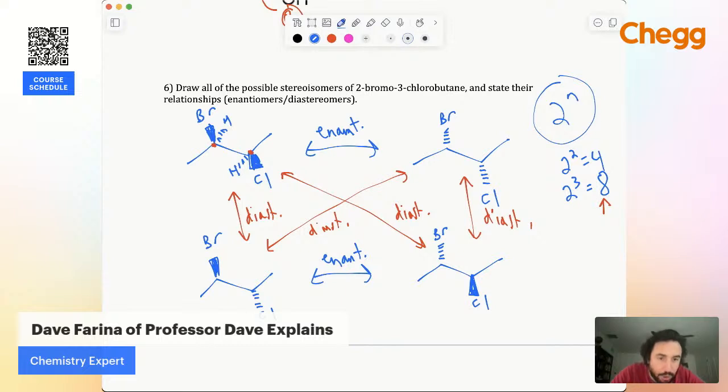Yes, if both groups were chloro, would there be fewer? Yeah, so that would be meso. And so no, there would be the same number of stereoisomers. It would still be 4 stereoisomers. It's just that not all of them would be chiral, right? So that's an important distinction. If there are 2 chiral centers, the only time it wouldn't apply is if they're not actually chiral centers because of the symmetry.